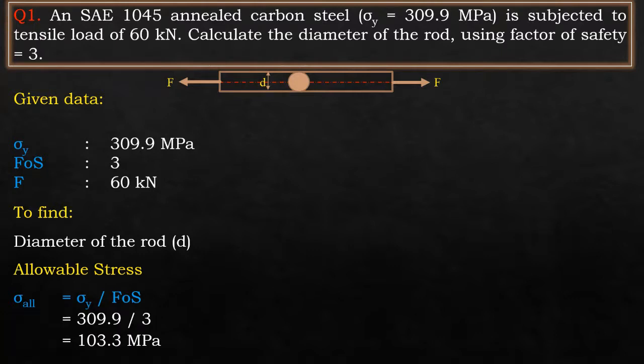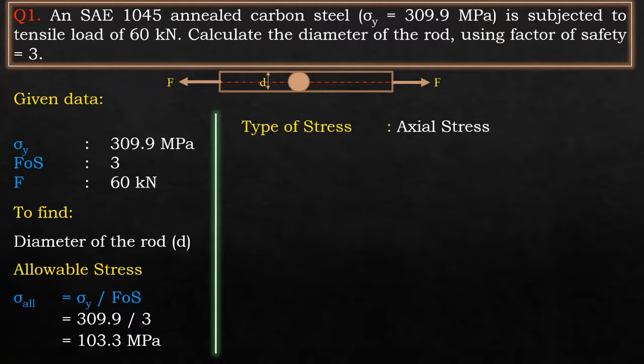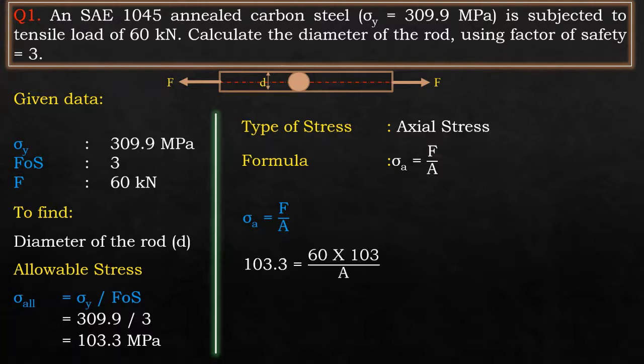After finding this allowable stress, let us write the equation for the axial stress. The type of stress in this numerical is axial stress, and the formula is sigma A is equal to F by A, force by area. So substituting these values in this numerical, sigma A is 103.3 megapascals, force is 60 into 10 power 3 newtons, and area is what we need to determine. After finding the area, using this area we'll be finding the diameter.